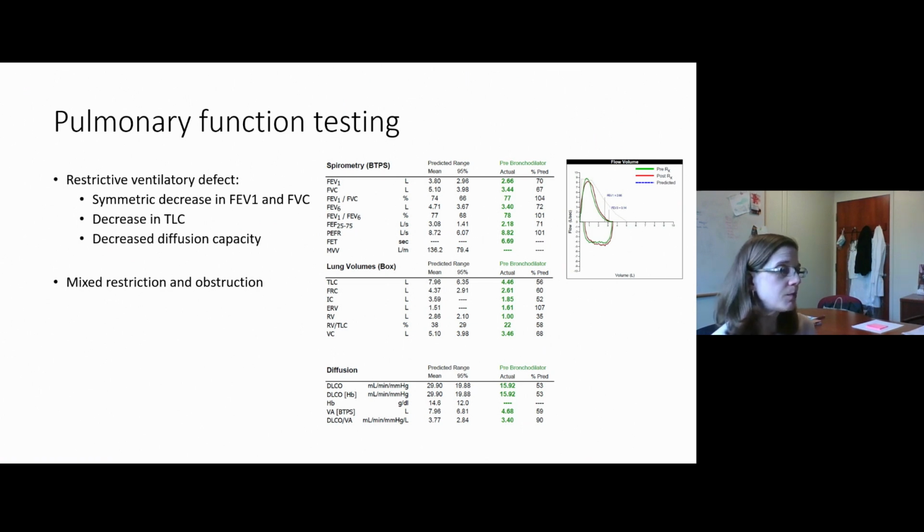In ILD, most commonly, we will see a restrictive lung disease. So spirometry would be suggestive of restriction if there's a symmetric decrease in FEV1 and FVC. The restriction would be confirmed with lung volumes, which would show a decrease in total lung capacity. And patients may, in fact, have a decrease in their diffusion capacity. This may be a sign of more advanced disease and architectural distortion associated with the interstitial lung disease.